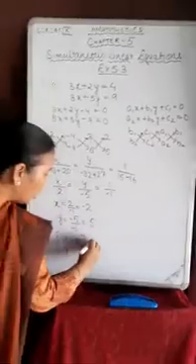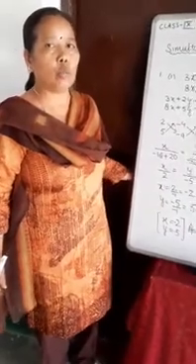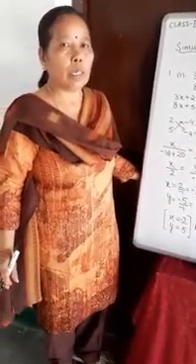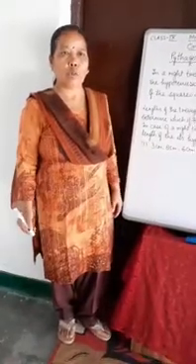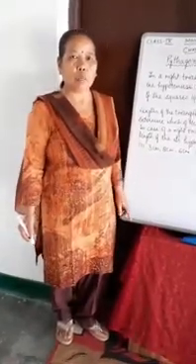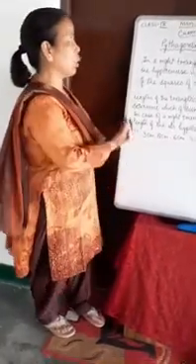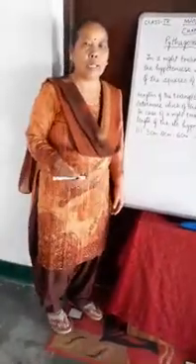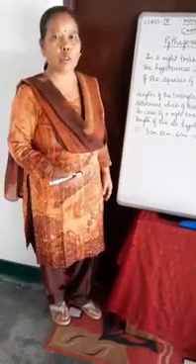Understood, children? Now I think you have understood how to use this cross multiplication method to solve simultaneous linear equations. Exercise 5.3, only a few questions are there. So I am explaining one more chapter, that is Pythagoras theorem, chapter number 12. And you have already done questions related to Pythagoras theorem in 8th class.